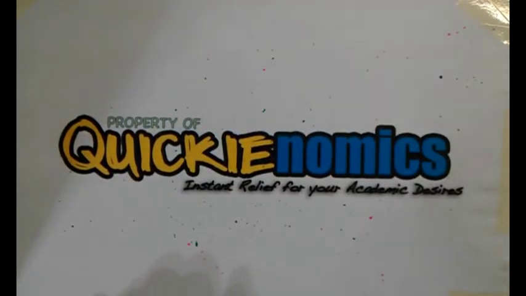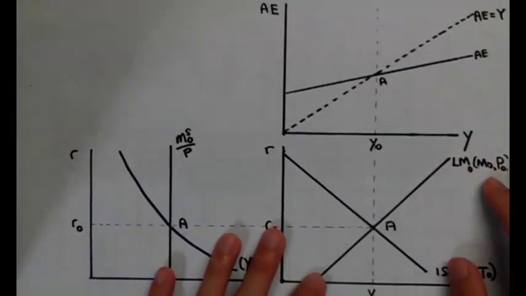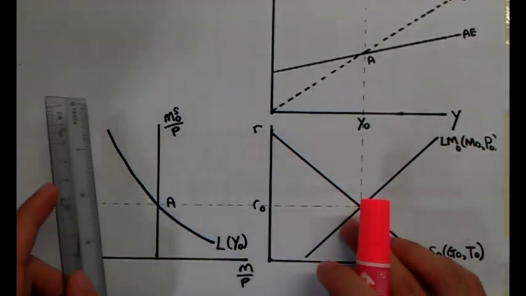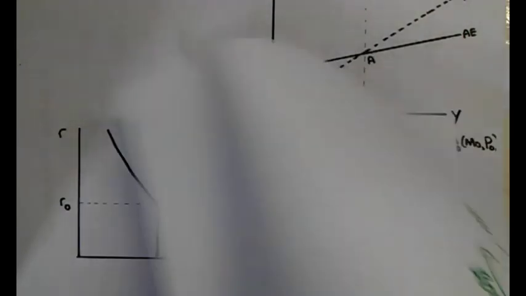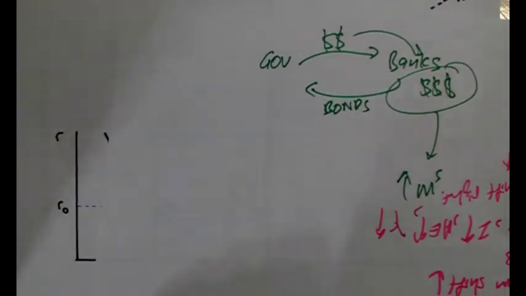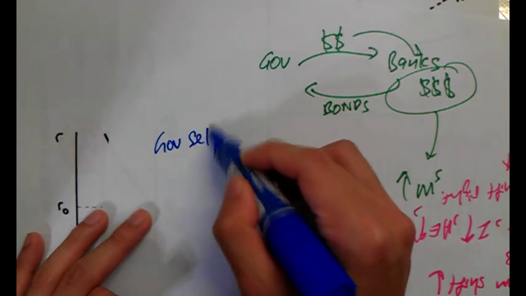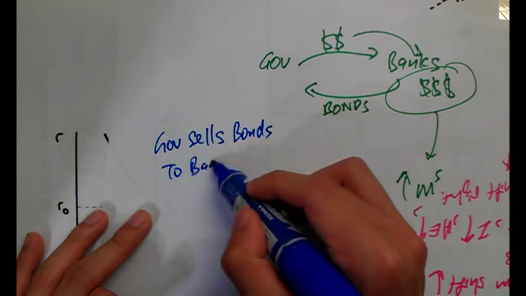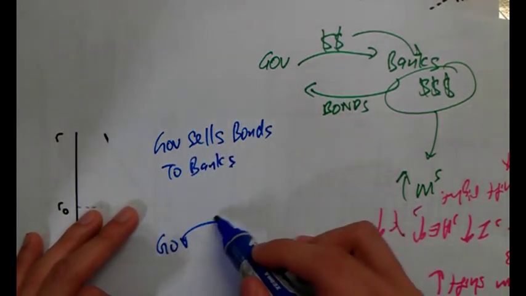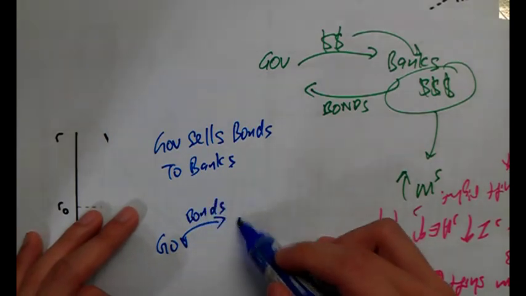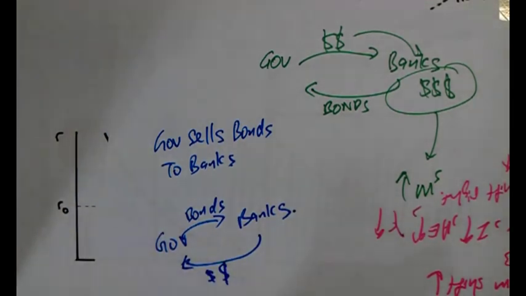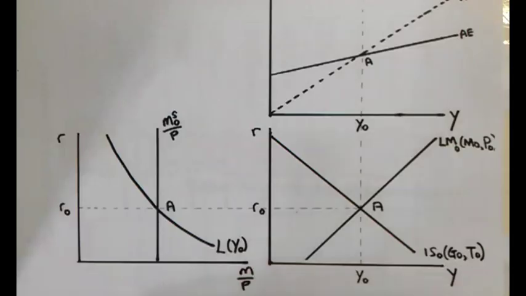Alright, now let's practice our skills. When it comes to contractionary monetary policy, the first thing that happens is that the government sells bonds to the banks, and the banks give them back money. So money has decreased. What happens to my money supply curve is that it's going to shift to the left side.